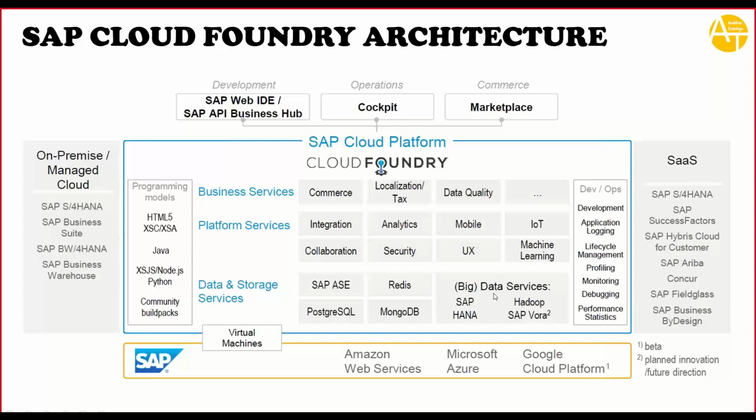What SAP added is big SAP HANA, Hadoop, Vora. These are all the things and services which SAP added on top of it. So these are data store services. Then we have platform services, which includes integration, collaboration, analytics, security, mobile, UX, IoT, machine learning.